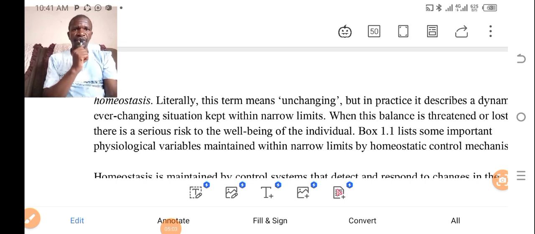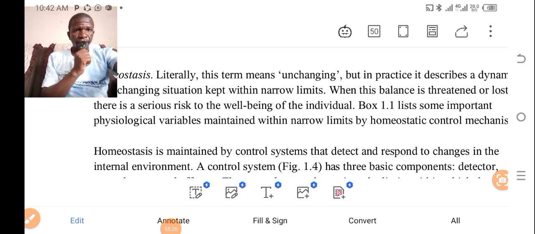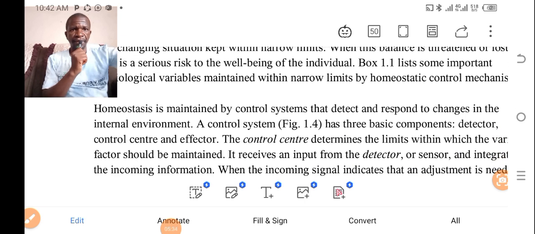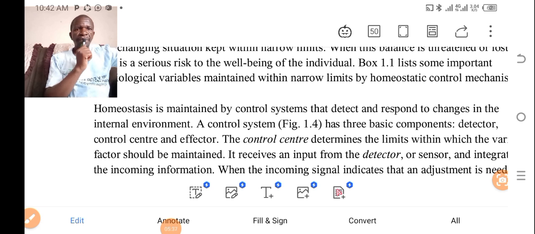So homeostasis is generally a self-regulating process whereby the body is able to monitor the internal variables of temperature, pulse, and so forth within narrowly controlled limits in a fairly steady state. So I think I've shown you some of the important variables which are maintained within narrow limits by homeostatic control mechanisms. So homeostasis is maintained by control systems that detect and respond to changes in the internal environment.